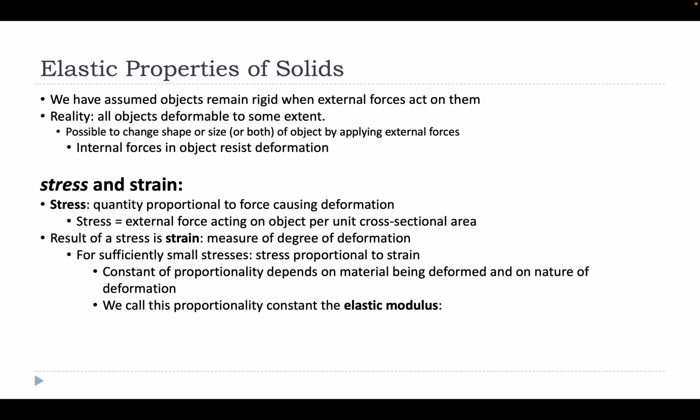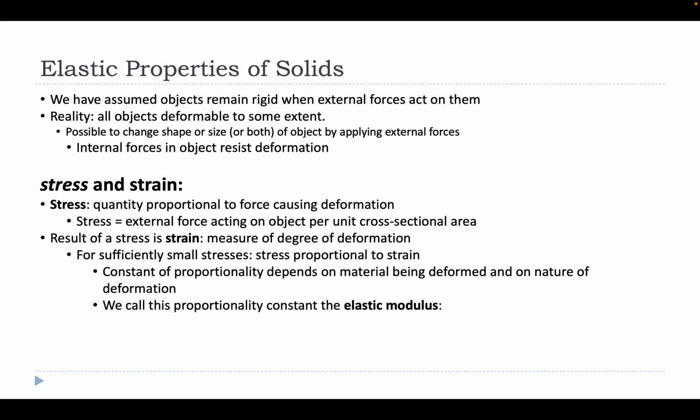And so the shape can change in a number of ways. We could lengthen it, we could change the entire volume, we could change its shape by deforming it in some way that's not just its length. But basically there are internal forces inside the object that resist this deformation. So we define something called stress and strain. Stress is a quantity that is directly proportional to the force that's causing the deformation. And in general, the stress is that force per unit cross-sectional area.